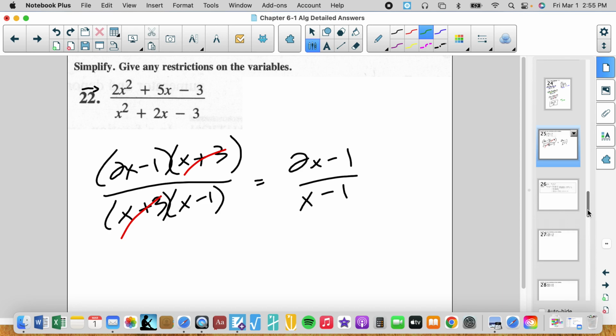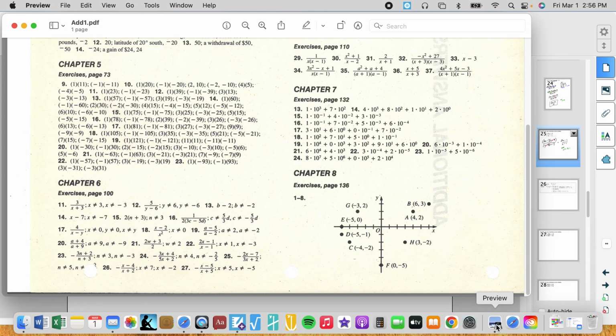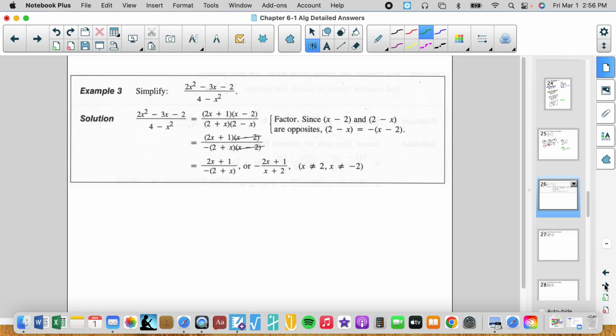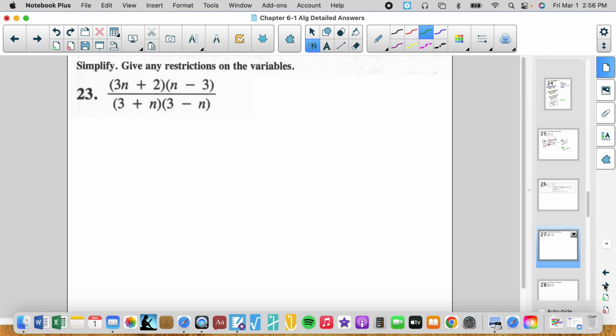So those cannot cancel. The restriction is X cannot equal 1 or negative 3. And we'll do negative 3 and 1. That is question 22. 22 is negative 3 and 1. All right, we're good. Now we have to factor. So same thing. We're going to rewrite. We don't like those when they're not in standard form.